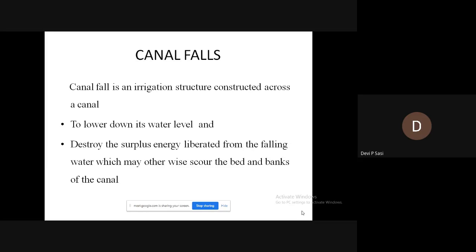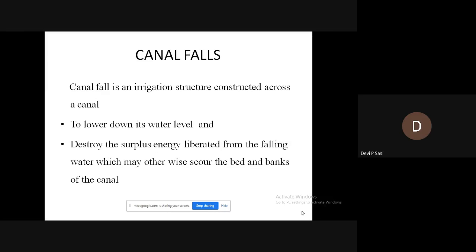The first one is to lower the water level. And the second one, the main function, is to destroy the surplus energy. That means to destroy the excess energy which is liberated by the falling water, which may otherwise scour the beds and banks of the canal.